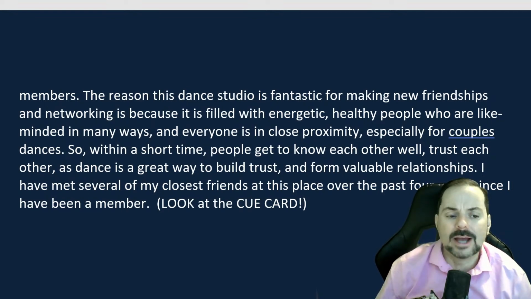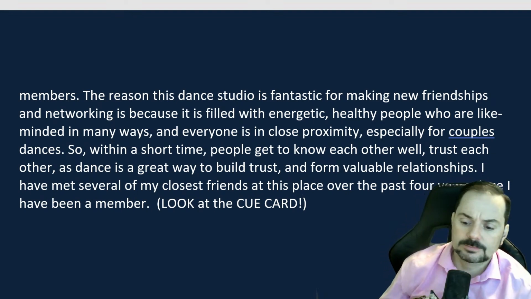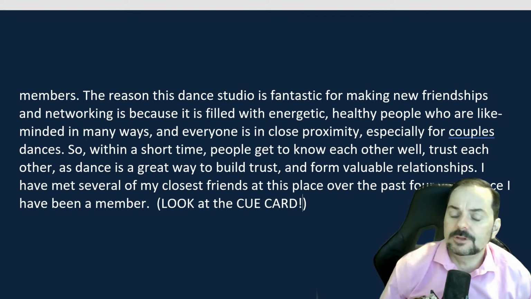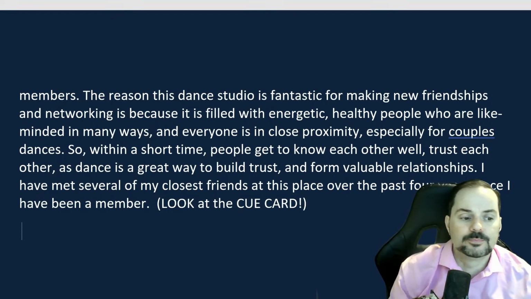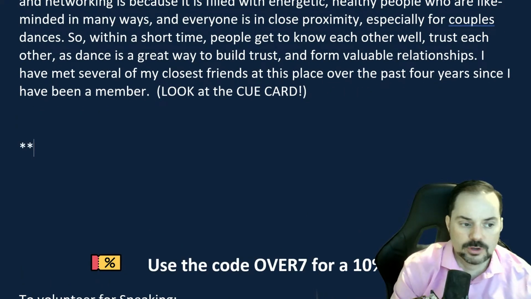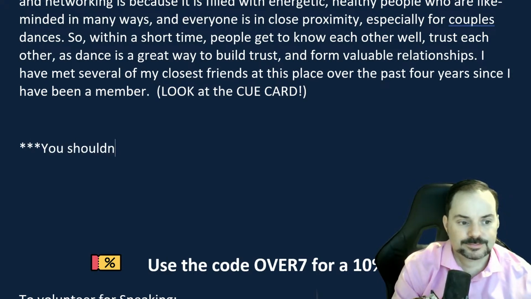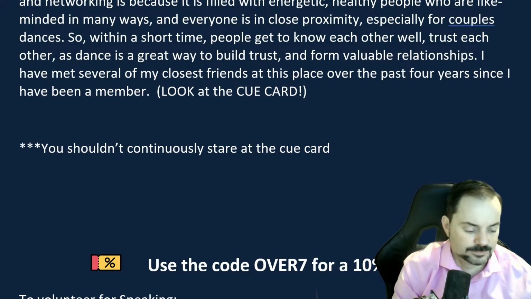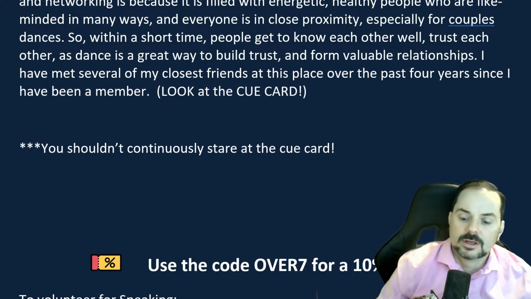Okay, why do I need to look at the cue card, everyone? Philo says, I'm always looking at the cue card. Philo, that's interesting. You shouldn't always be staring at the cue card. Okay, so you shouldn't continuously stare at the cue card. It's a good point, Philo. Alexi says to make a conclusion.